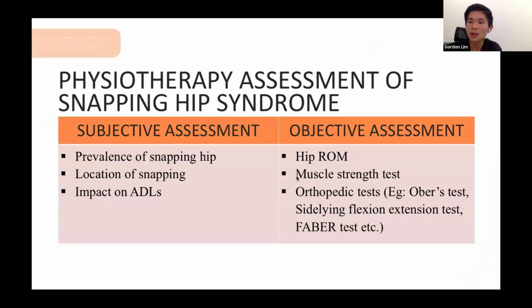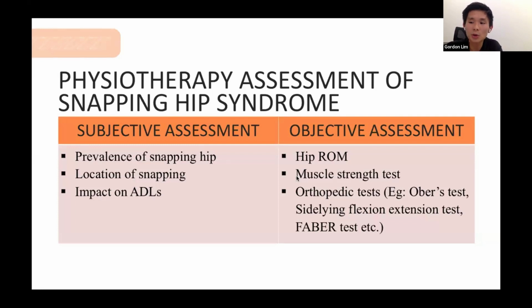A physiotherapy assessment of snapping hip syndrome consists of some questions. What we may note is that for many snapping hip syndrome cases, the patient may present as pain-free. Apart from the usual mechanism of injury, as well as aggravating factors, we would also like to know prevalence and frequency of the snap, the location of the snap, the timing of the snap, as well as the impact that the snap has on the individual's activities of daily living.